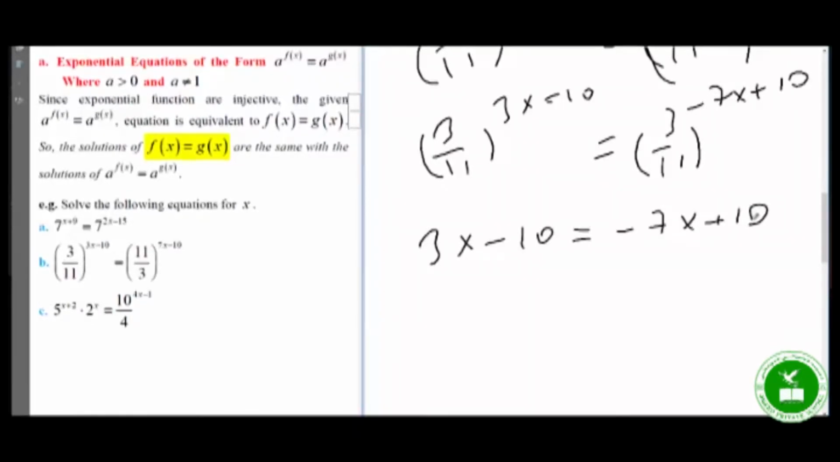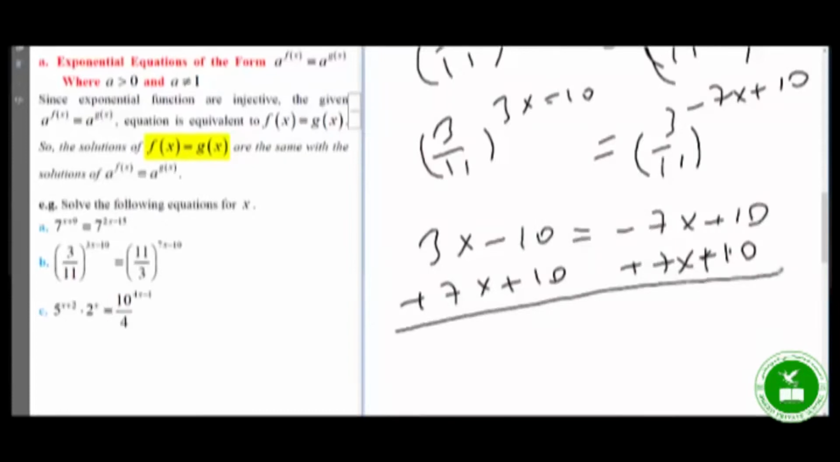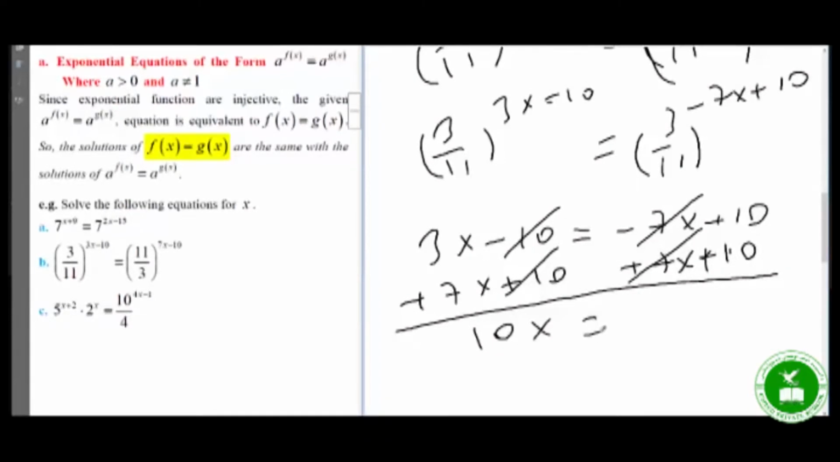It's also a simple linear equation. We can add 7x to both sides, and we can add 10 to both sides. Here, positive 7x and negative 7x are cancelled, and negative 10 and positive 10 are cancelled. 7x plus 3x is 10x, and it's equal to 10 plus 10 is 20. If we divide both sides by 10, we will get x equal to 2.